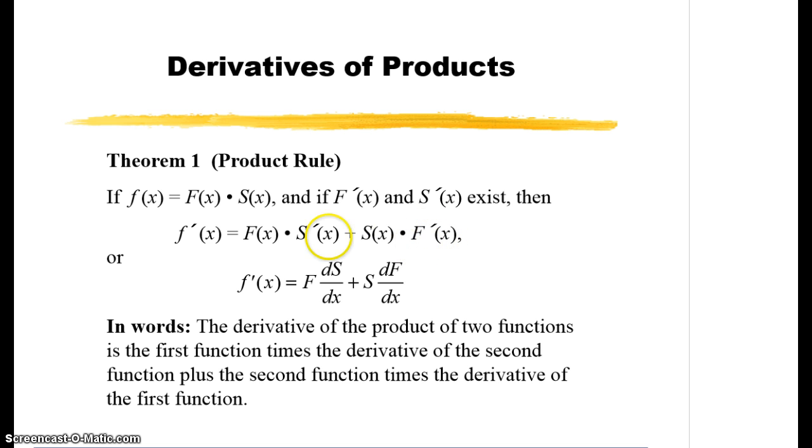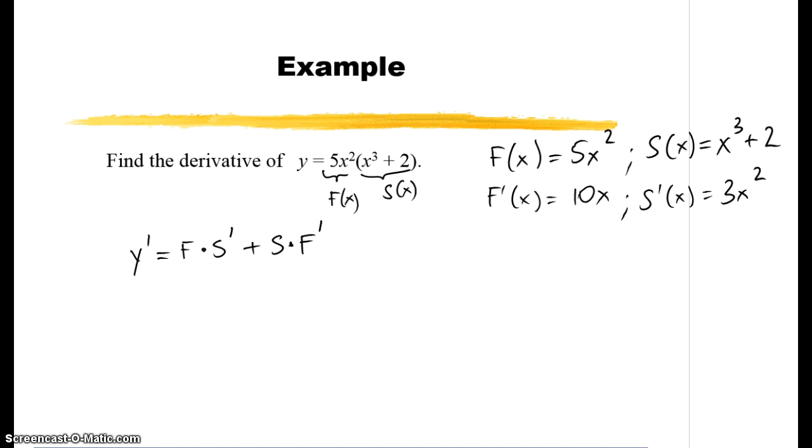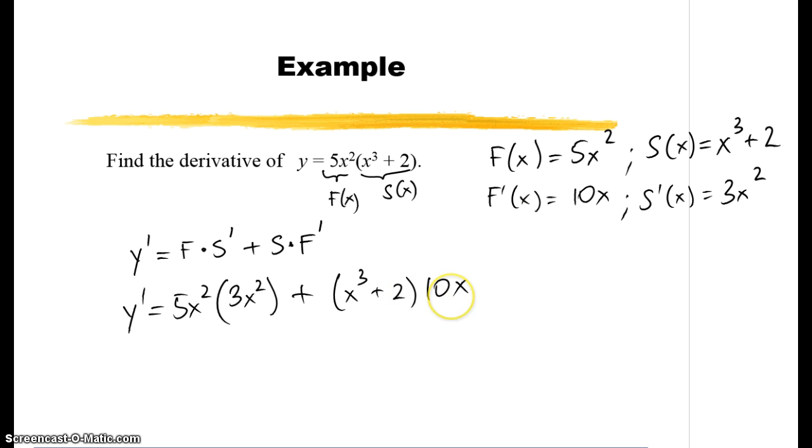By the way, it doesn't matter if you switch the order in which you add those two. In other words, you could start with the second times the derivative of the first, and then to it add the first times the derivative of the second. It won't matter. Let's keep going here, and now all we have to do is plug in. F is 5x squared, s prime is 3x squared, s on the other hand is x cubed plus 2, and f prime is 10x. So I have plugged in, and I could simplify this a little, right?